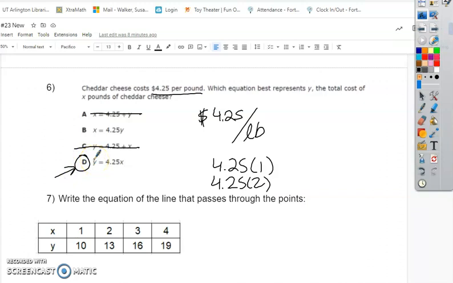But what it is, which equation best represents y, the total cost. So we're trying to find the cost. That's this one. 4.25 times 1 pound would give me 4.25. 4.25 times 2, when I multiply that, it's going to give me what y equals, which is the total cost. Okay? Almost never in 7th grade are we going to have x equals. Okay, so there's a freebie for you.